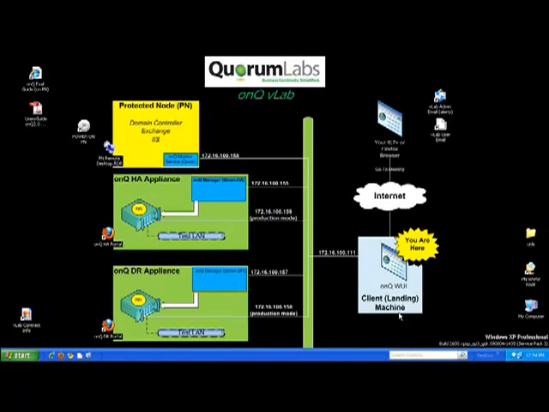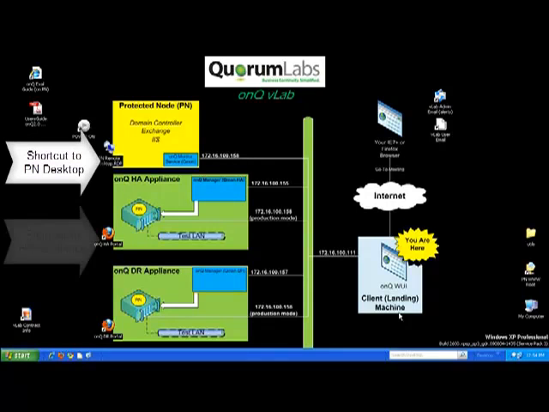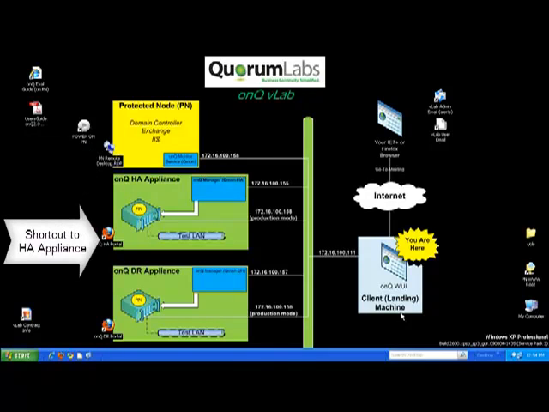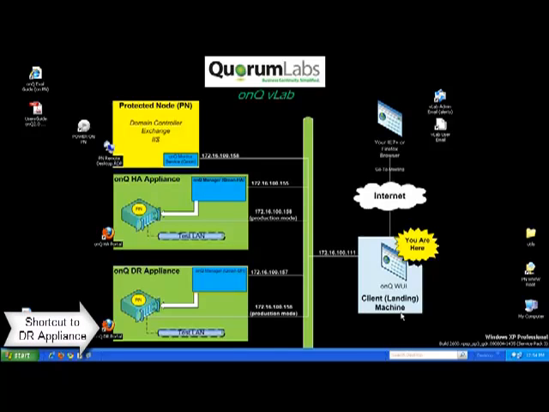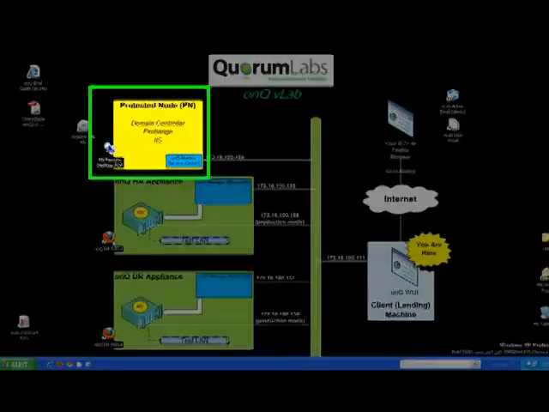This diagram shows the network and equipment layout of the VLab. There are shortcuts overlaid on the diagram that allow you to perform typical day-to-day operations with onQ. Let's briefly go through the machines and shortcuts now.